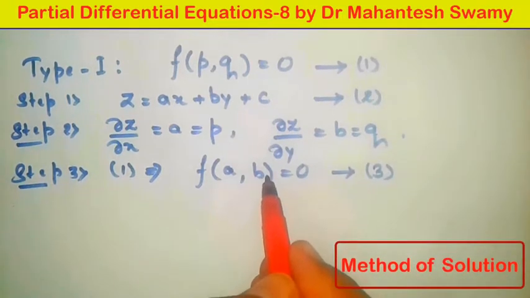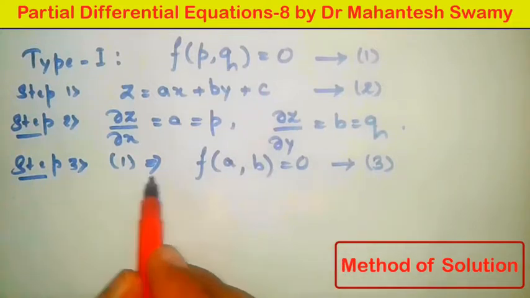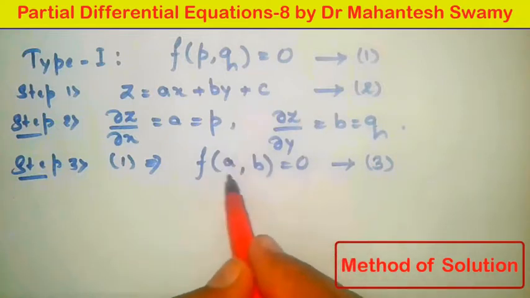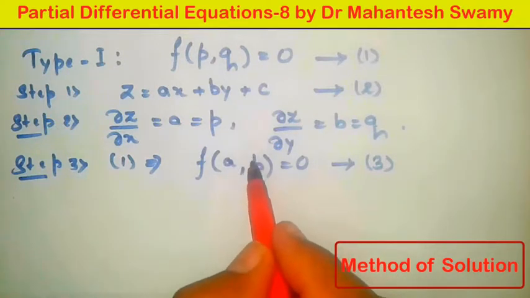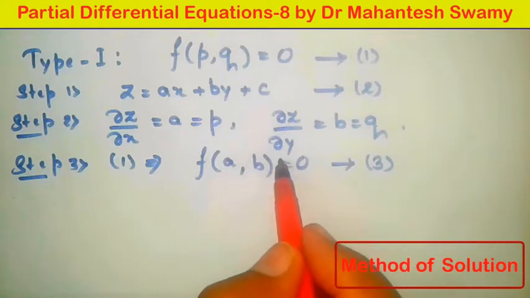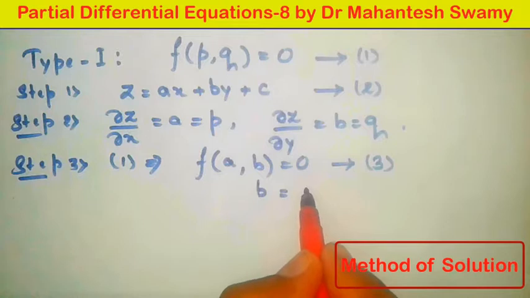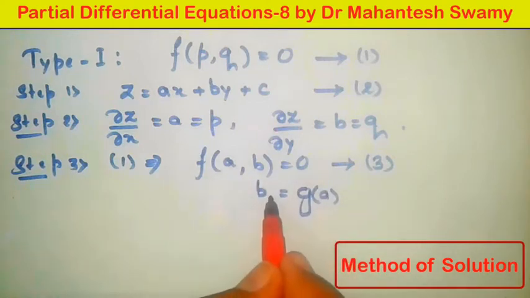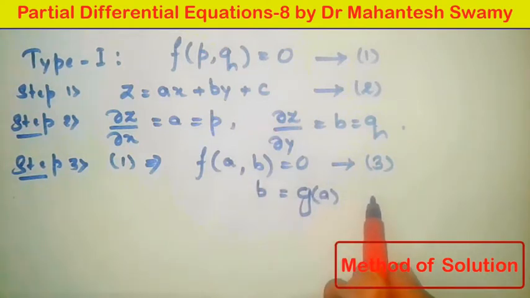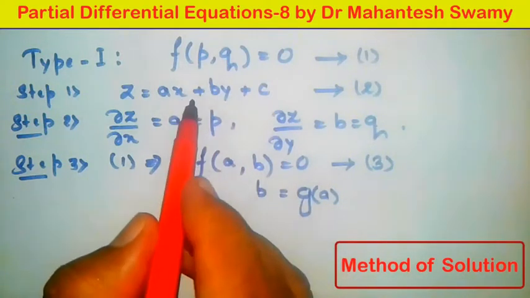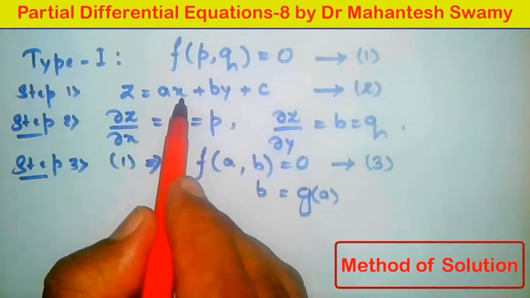Now we have to simplify this relation 3 to get a value of b. If we try to express this equation as b equal to something, we will get the value of b as, for example, some g of a. Of course it will be in terms of a; b will be equal to some g of a. Now let us substitute this value into the complete integral which we have considered in equation number 2.